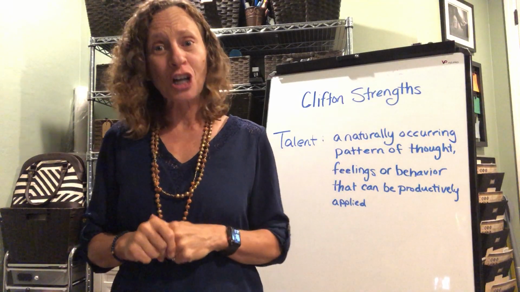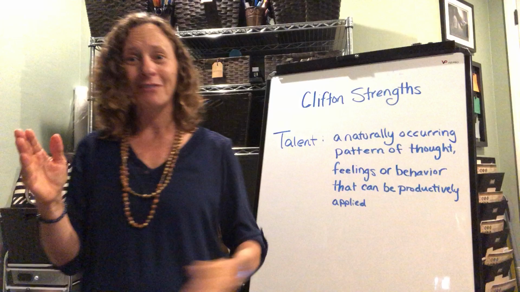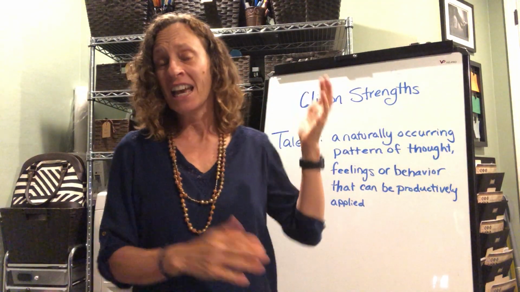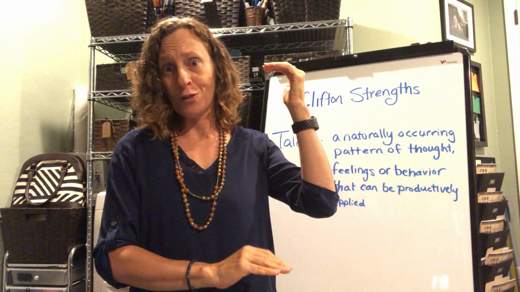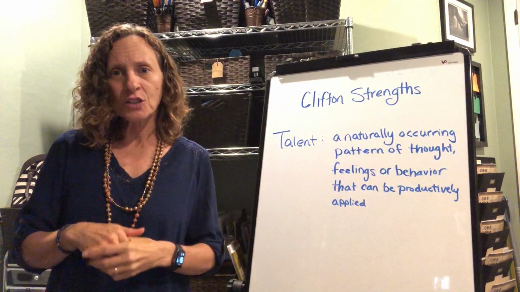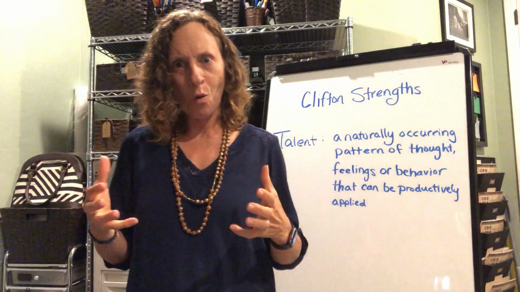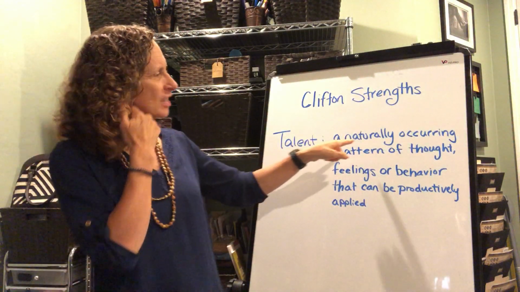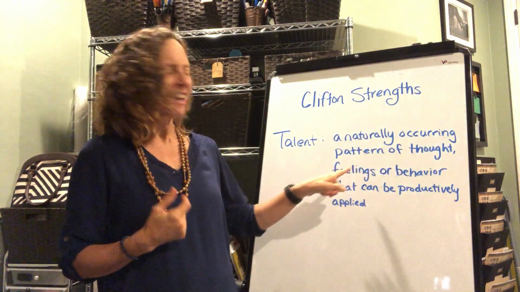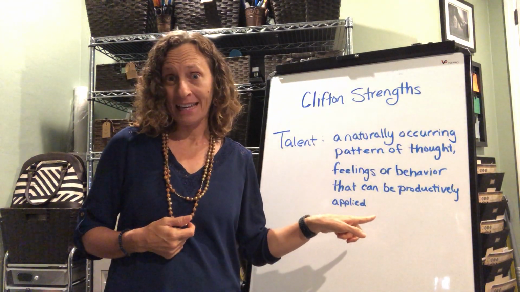Almost everybody I've ever coached has wanted to go for the full thing. Either they do it right away or afterwards they move towards that. And the full thing is unlocking your full 34 results. What the CliftonStrengths Assessment does is it measures 34 different talent themes. Now, a talent is a naturally occurring pattern of thought, feelings, or behavior that can be productively applied.